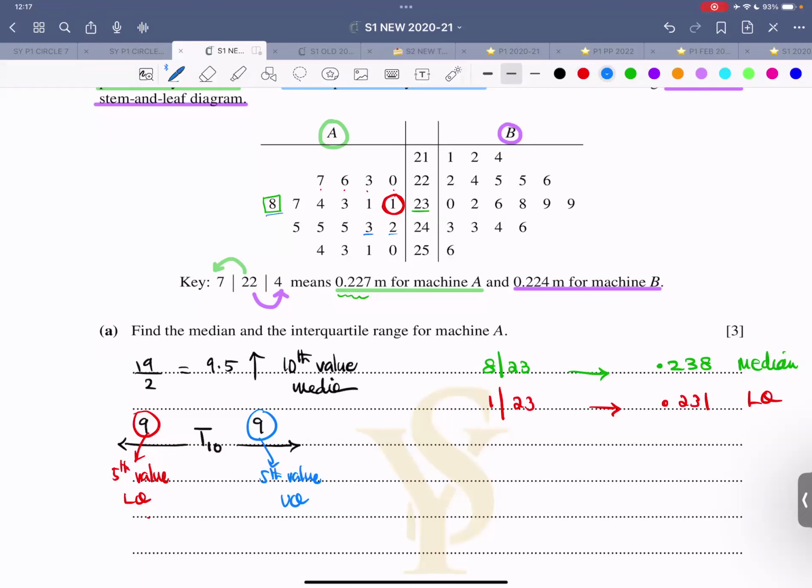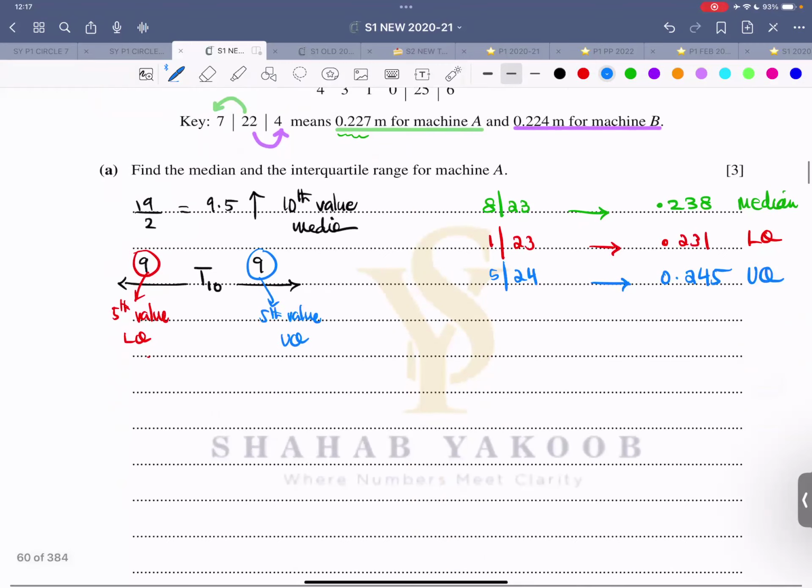So this is 1, 2, 3, 4, 5. That is the 5th value. 5/24, that is 0.245. That is the upper quartile. And they are interested in the interquartile range. So therefore, interquartile range is upper quartile minus lower quartile.